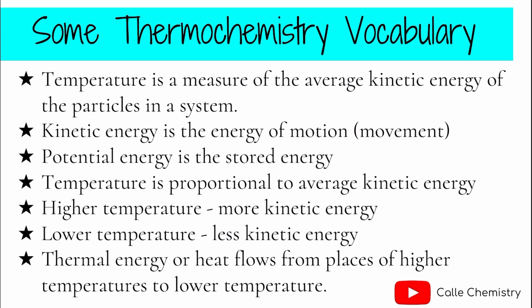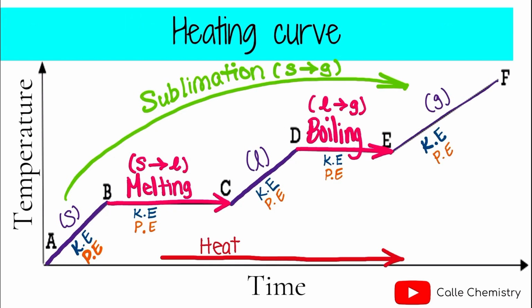Let's get started. Now here we have a heating curve. This heating curve is already labeled for you. Here we have at the beginning from A to B colored purple. This is the solid. From B to C, the substance that we're talking about is now melting. So it's going from a solid to a liquid.